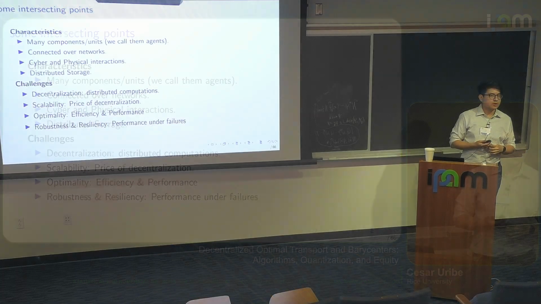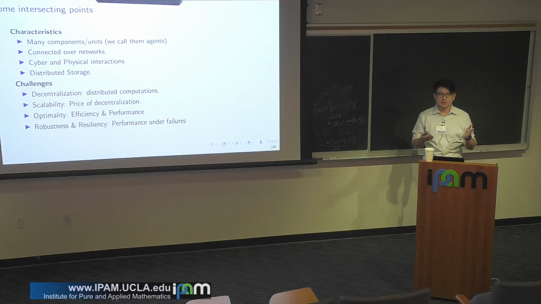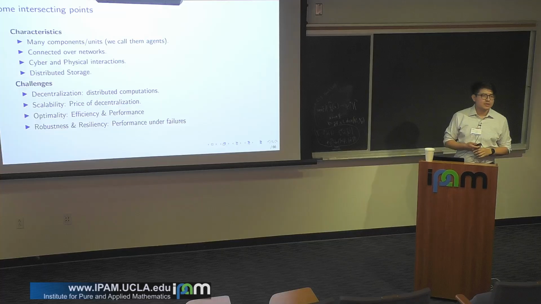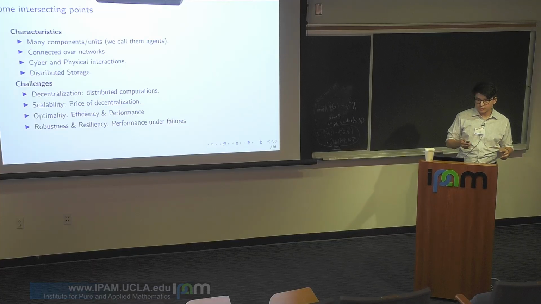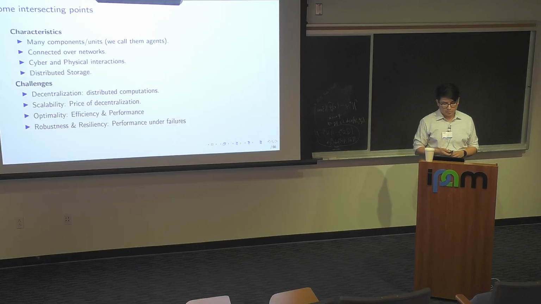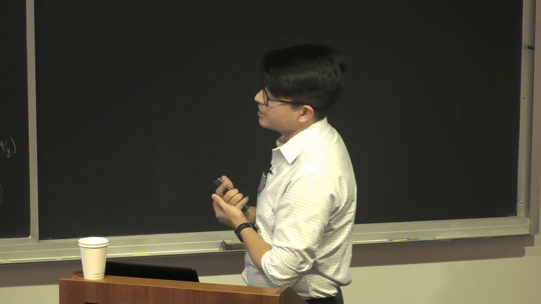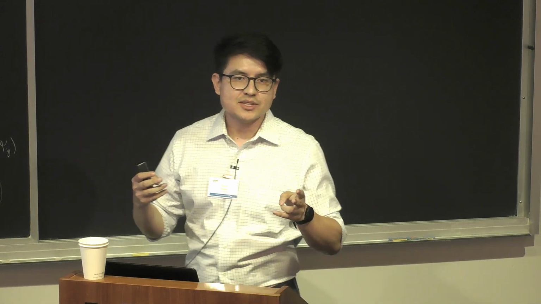Of course, we're interested in optimality, and the question there is pretty much obvious: is this the best we can do with these algorithms? Can we have some lower bounds on performance for these methods? And of course, robustness and resiliency, which is: can we still perform under failure? Right, and this is the object of study of distributed optimization in general.